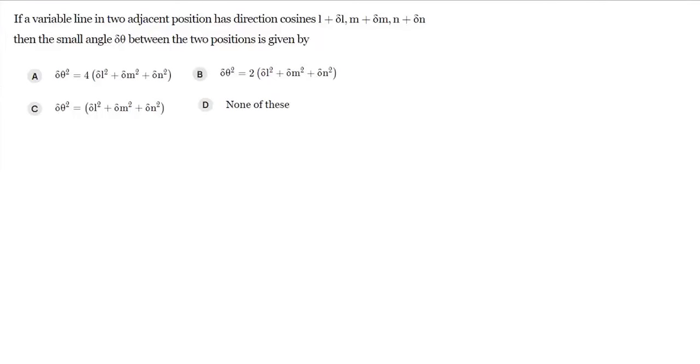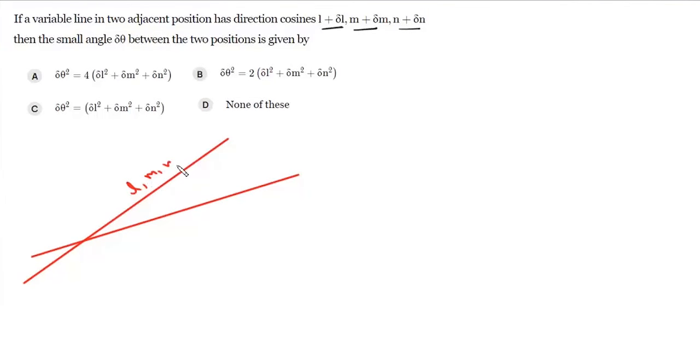Now here the question is, if a variable line in two adjacent positions has direction cosines l + δl, m + δm and n + δn, then the small angle δθ between the two positions is given by. Now here we have two lines, and direction cosines for one line are l, m and n, and for the other they are l + δl, m + δm and n + δn, and the angle between these two lines is δθ.